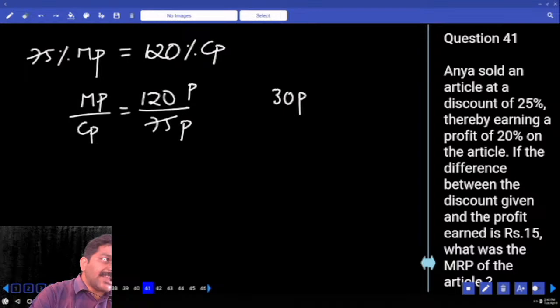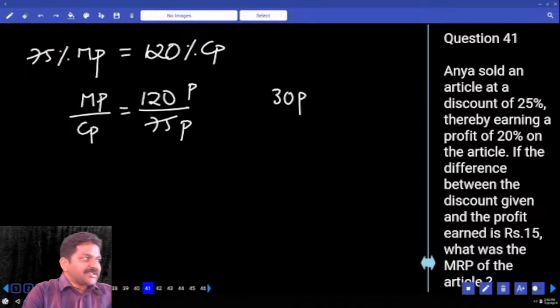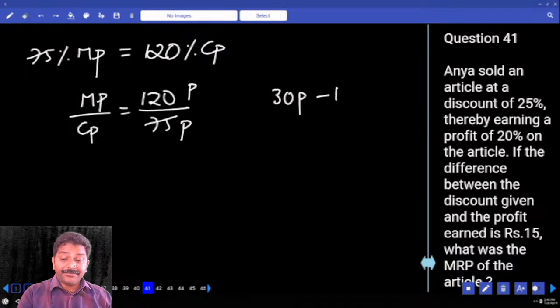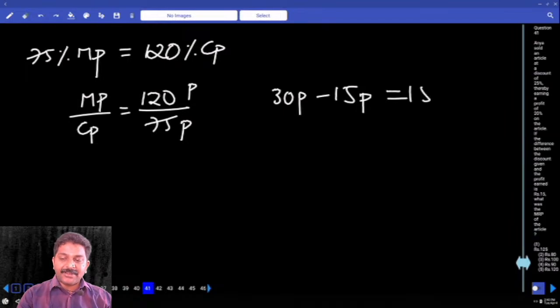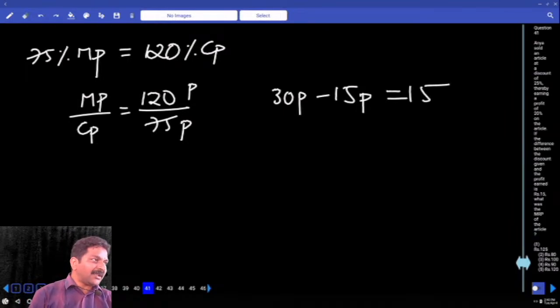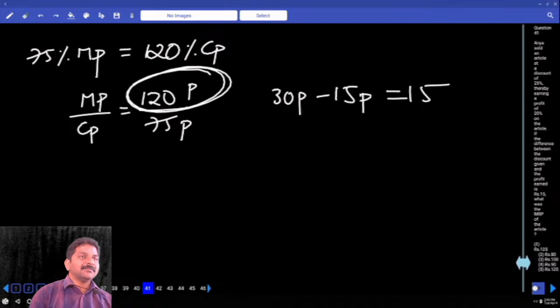Profit percentage is calculated on how much? Cost price. 25%, 20%. The difference between these two numbers is how many parts? Which is mentioned as 15 only. Then 1 part is equal to 1. So 120 parts is 120. Over.